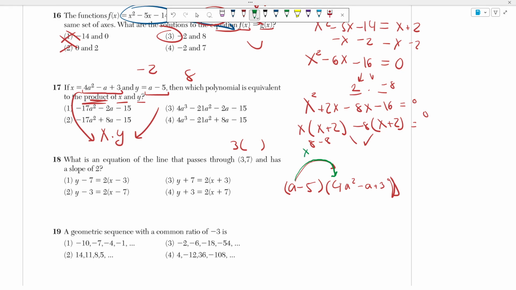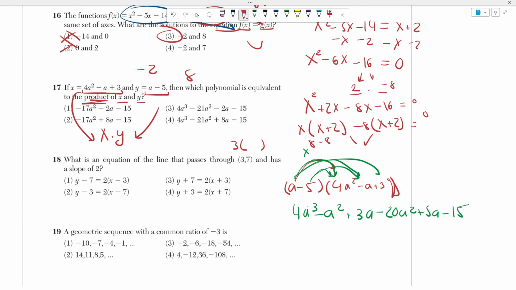So a times 4a squared is 4a to the power of 3. A times negative a is negative a squared. A times positive 3 is positive 3a. Negative 5 times 4a squared is negative 20a squared. Negative 5 times negative a is positive 5a. And negative 5 times positive 3 is negative 15.